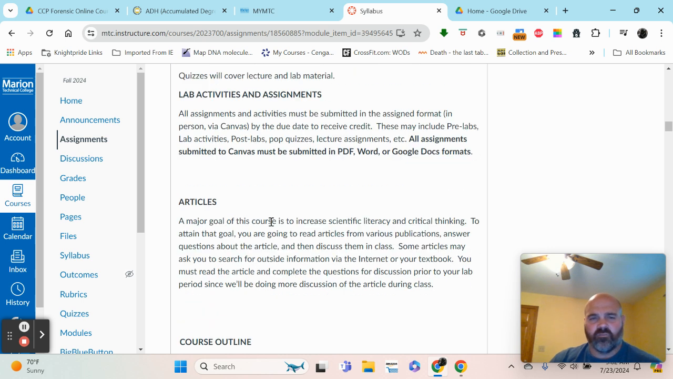Articles are reading articles that we'll do to increase scientific literacy and then really get you to think about some of these topics, especially topics that pertain to us in this particular class, forensic science. So that'll be a big part of this. Not a huge part, but there will be a few points awarded to that, and we'll talk about that as we get going. There's some discussions that will be part of that.